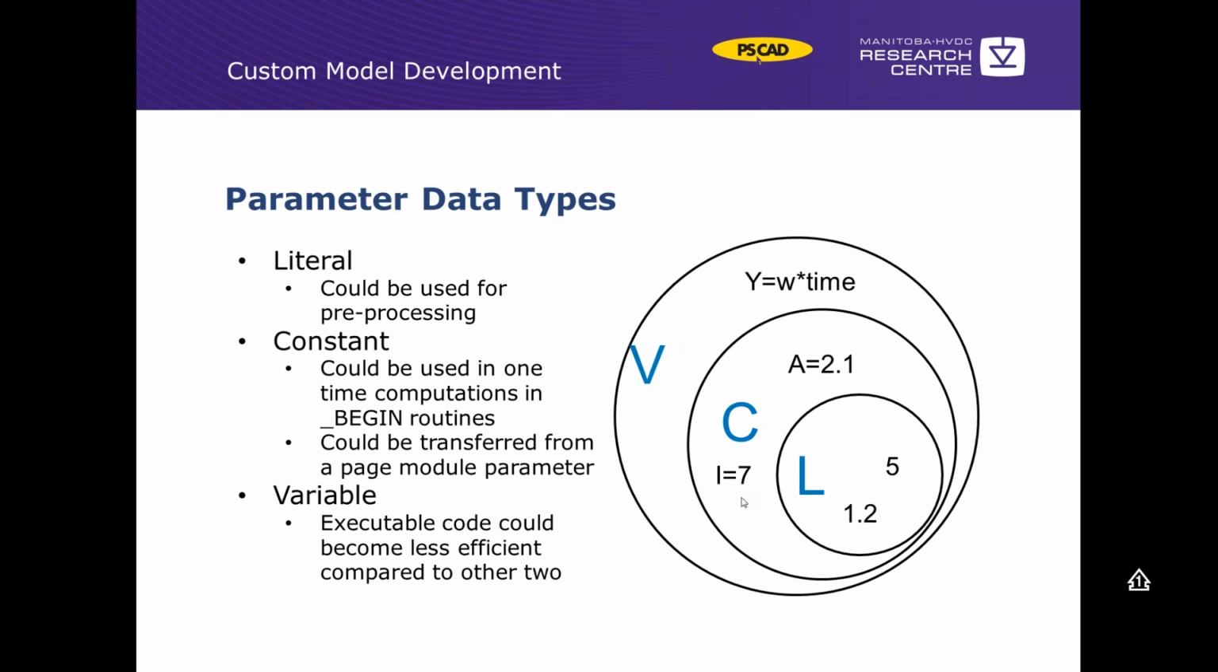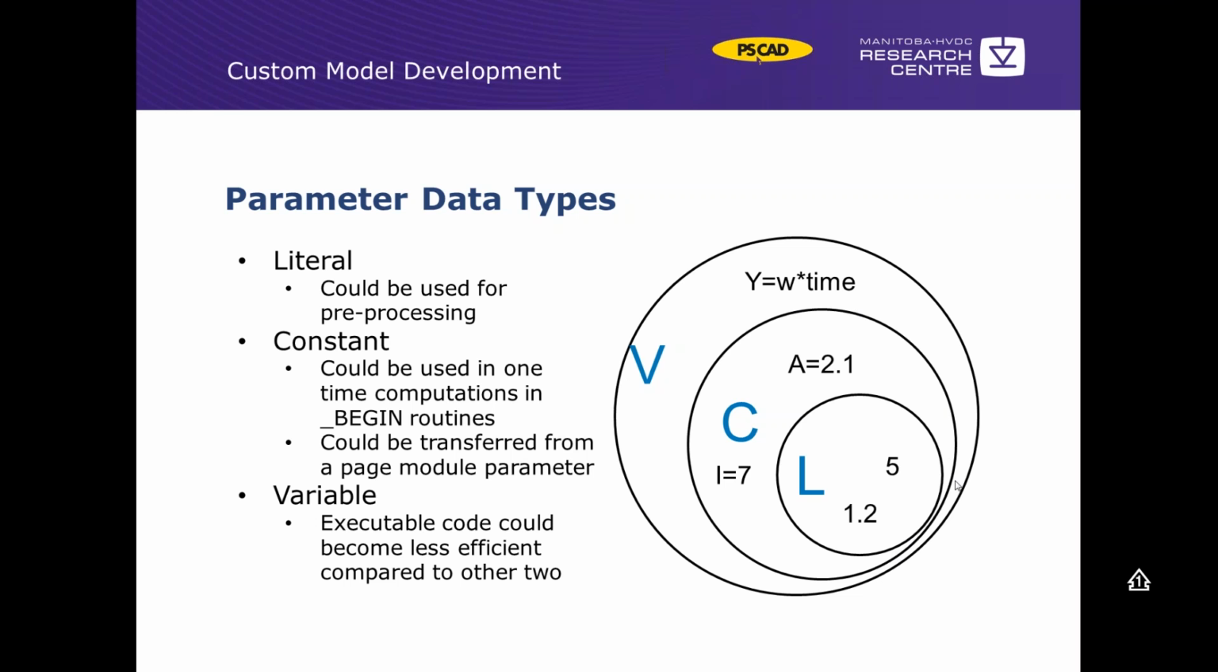Constant, it's not something that varies. It is constant for the entire run. But you can assign that value to your signal name and use that signal name. So this is ideal if you want to pass values from the begin routines to the DS in or DS out. And then variable means that the signal could change at any time during the run.